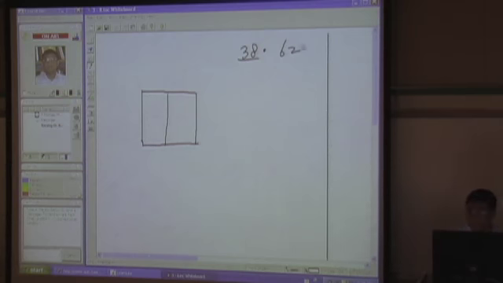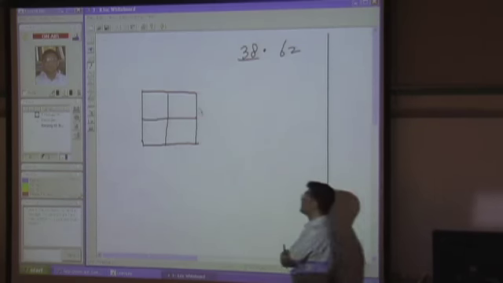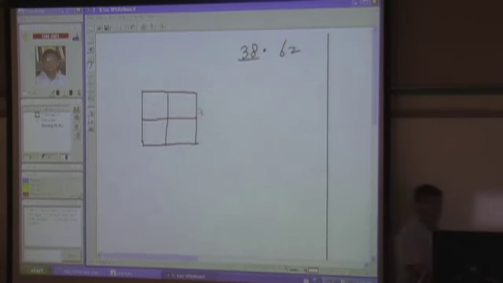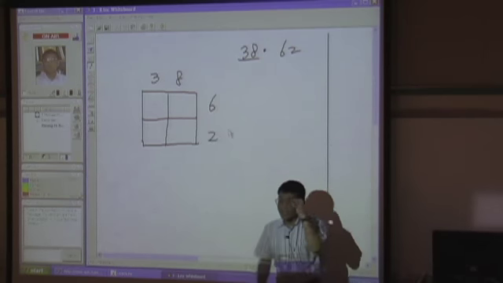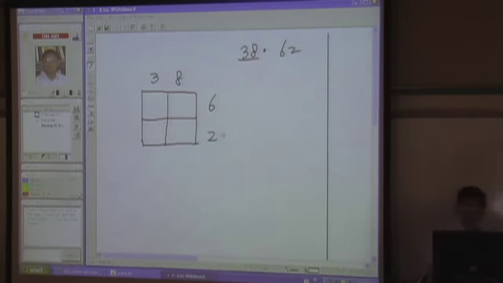Because we have two digits, we make a box with two rows. But if you have, for instance, three digits, then you can attach one more box. And then write down the numbers, 38 and 62. Right? 38 multiplied by 62. Then you split these things into this grid, and then do it.